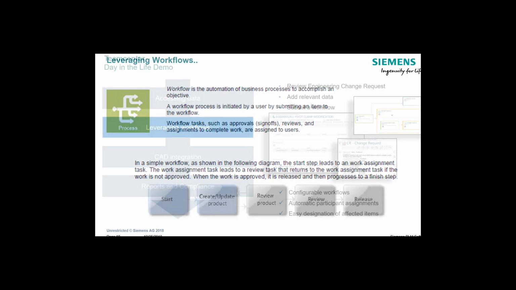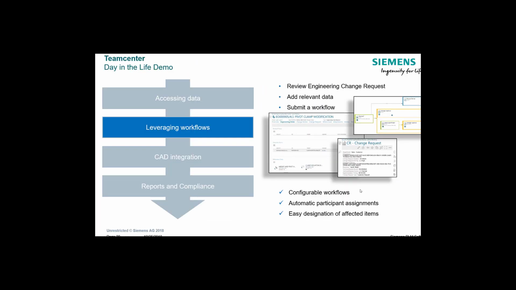So we very quickly looked at the workflows. They're very configurable. You can set up the participants or you can assign them, but the participant assignment is very powerful. I can have it go into a group of 10 engineers, and as their workload allows them and they finish one task, they can take ownership of the next task and then start working on that. Easy designation of the affected items, so all those can be identified, but really what it's about is creating a consistent managed change process throughout the organization.